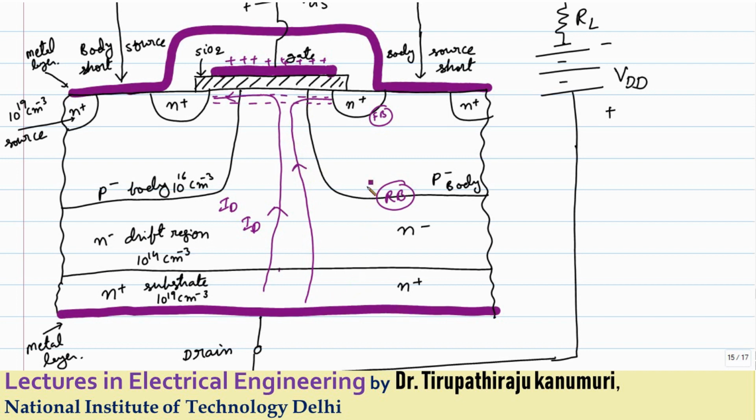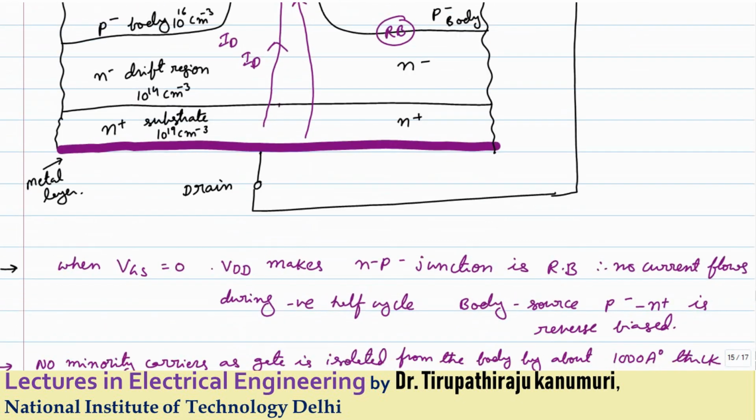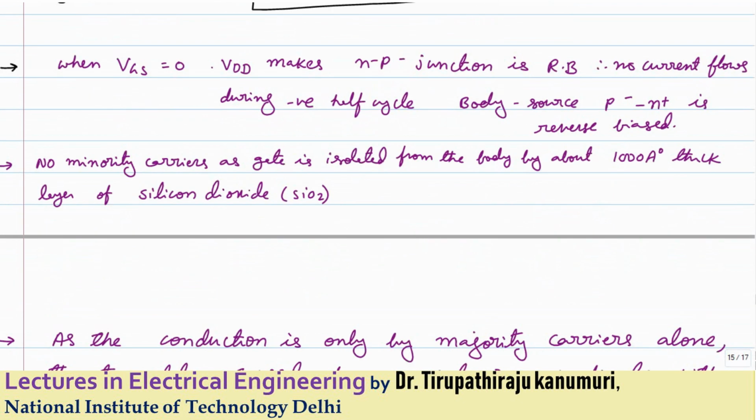Actually current cannot pass like this because this junction is reverse biased because of these induced charges. So how will it pass? It will pass from the substrate to the drift region, and because of the electrons, wherever the charges are formed, through them it will pass to your source and go out, so the circuit will be closed. So in this way your power MOSFET will operate.